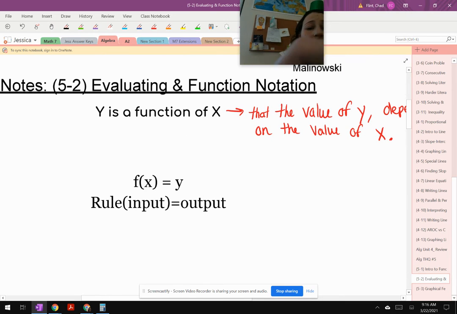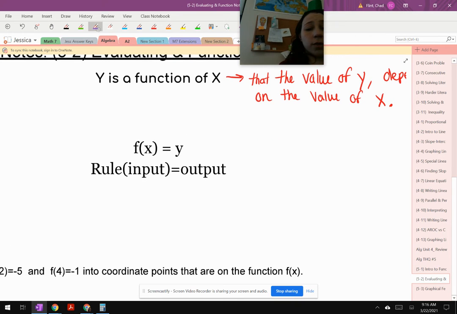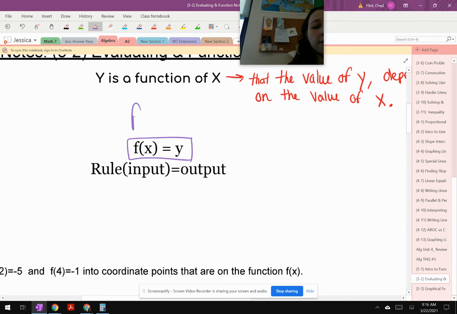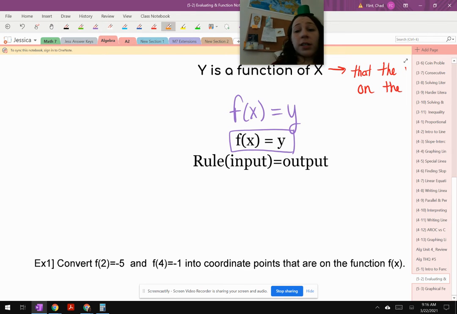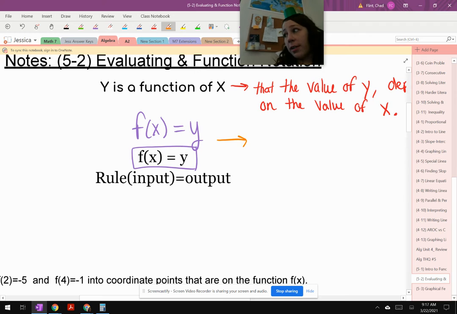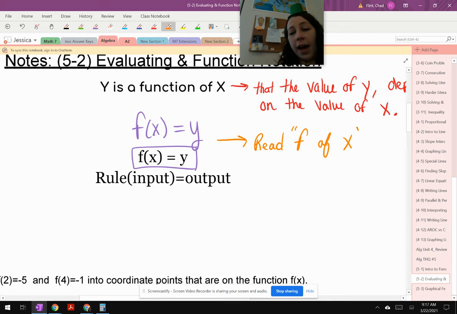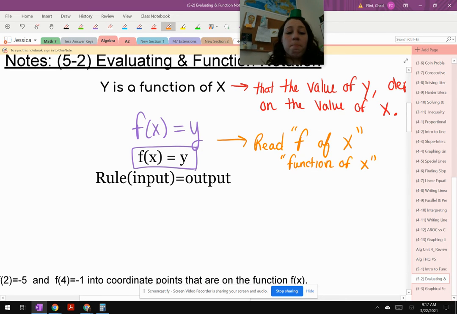So we're going to start seeing this notation right here. This f of x is equal to y. First couple of things here. This is pronounced just like I said. This is read f of x, function of x. That's what that f stands for, function of x.